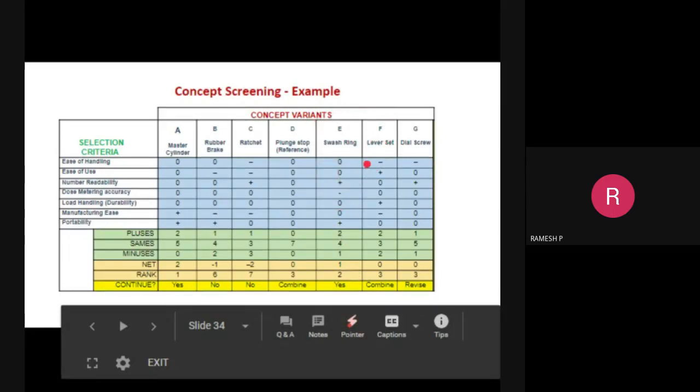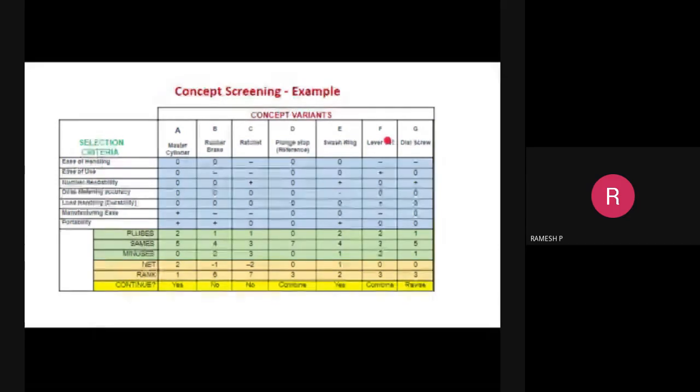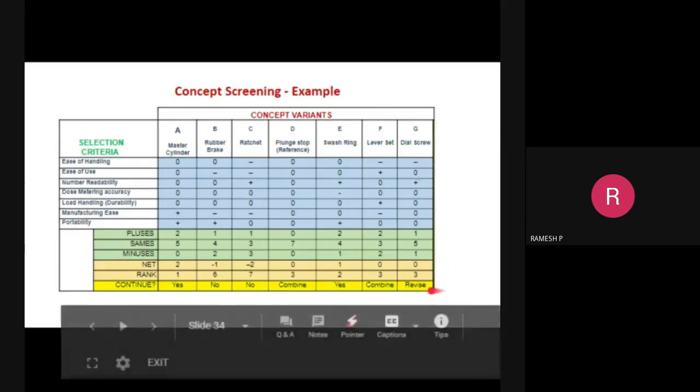So here D and F can be combined to provide a new concept, which can be named DF, a new concept of DF. Okay, and this is the combining action. And for revising it, consider the case of dial screw. The motion is transmitted by controlling the dial knob and the lead screw, which names it dial screw. Okay, it possesses a similar rank of 3.